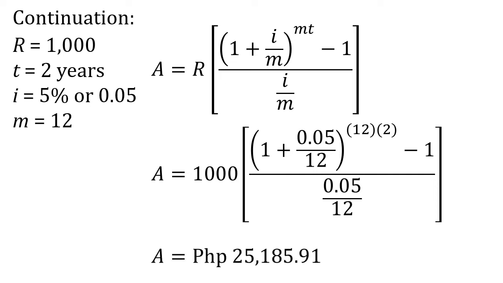So here you're going to arrive at A equals 25,185.91 pesos. That is the future value of this ordinary annuity.